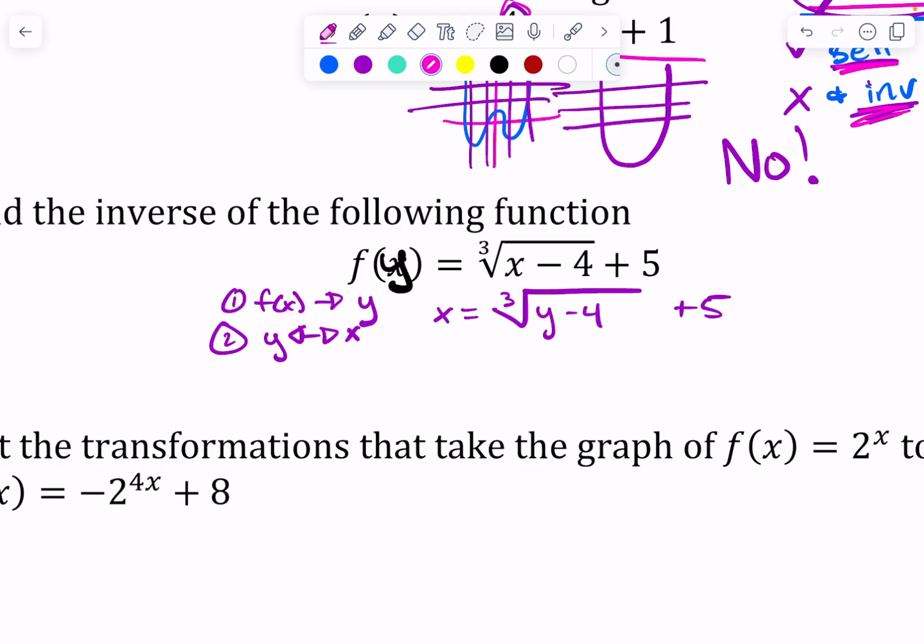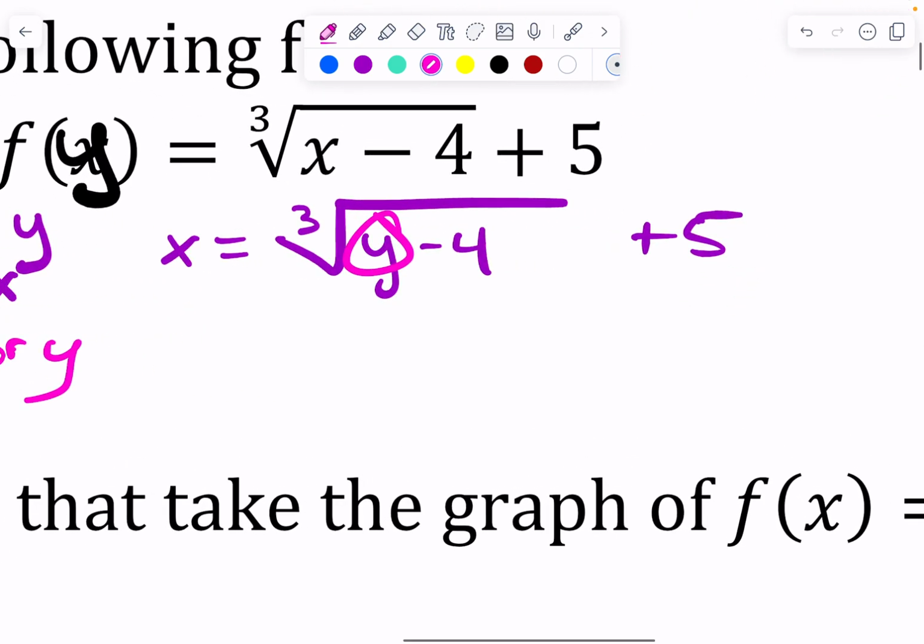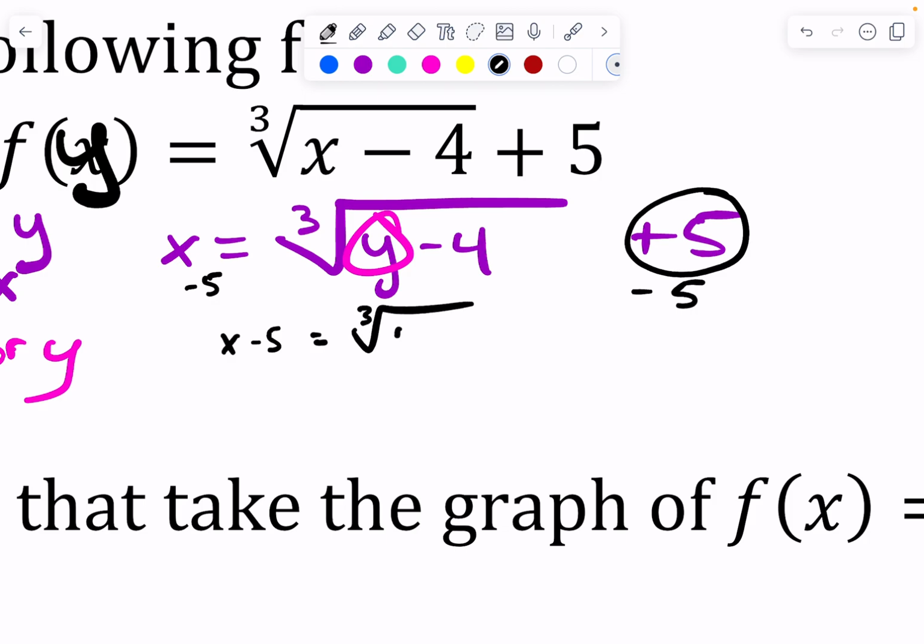Step number 3 is the hardest one, or the longest one: solve for y. So now I have to unwind and I have to get that y by itself. We're going to do order of operations in reverse. The first thing I need to do is subtract this 5 over. So I've got x minus 5 equals the cubic root of y minus 4. Then the next thing, I'm going to undo this cubic root, so I'm going to cube that thing.